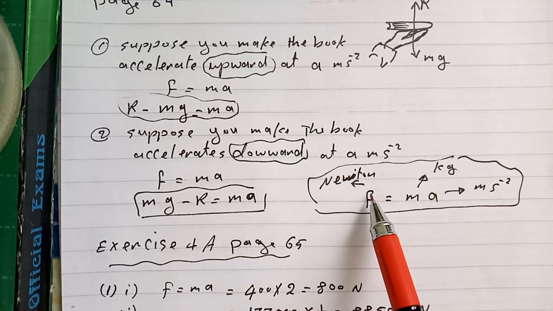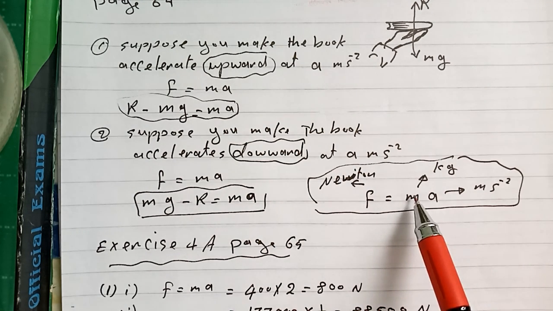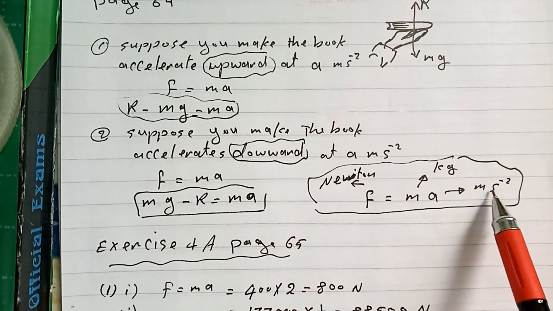The unit of F is the newton, and the mass m should be in kilograms. This means if it is in grams, you have to convert it to kilograms. And the acceleration will be in meters per second squared.